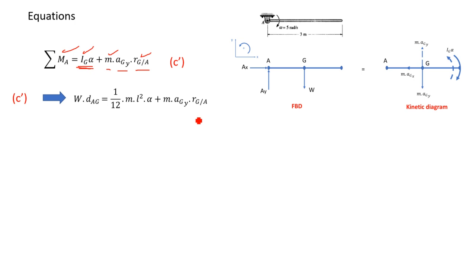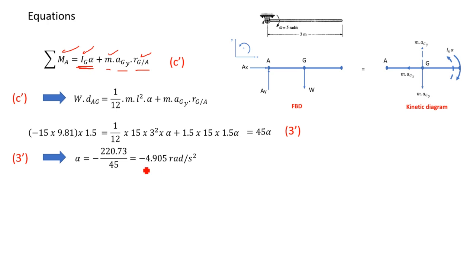So we're going to put all the parameters in and solve for alpha, and we will find that alpha is equal to negative 4.905 radians per second, and we can substitute that in equation 2, and we can find the AY is equal to 36.8 Newtons. Okay, that's it. We're going to go to the next example very soon.